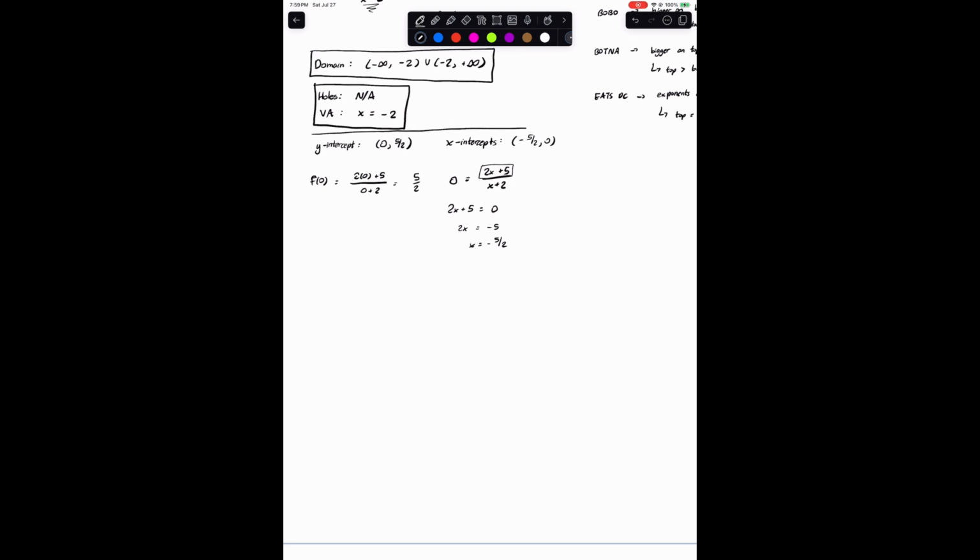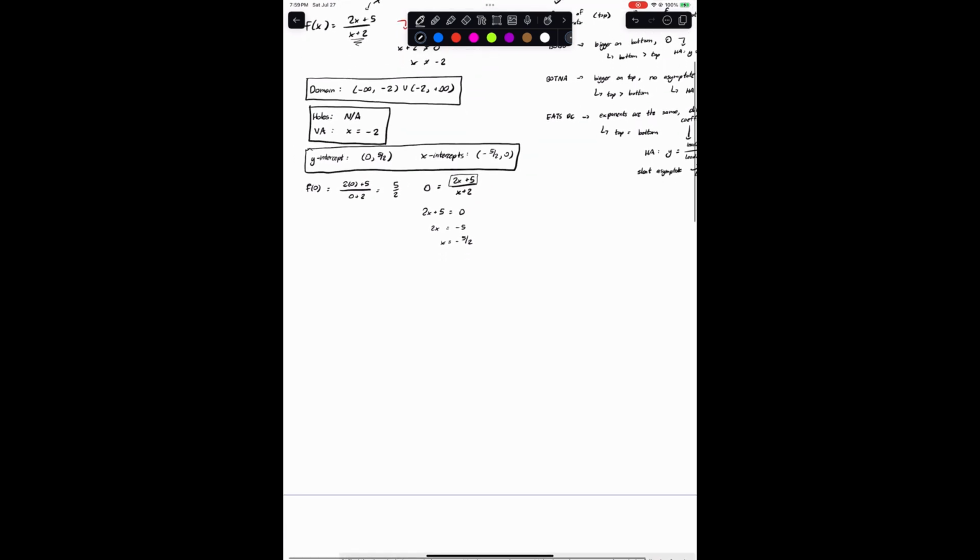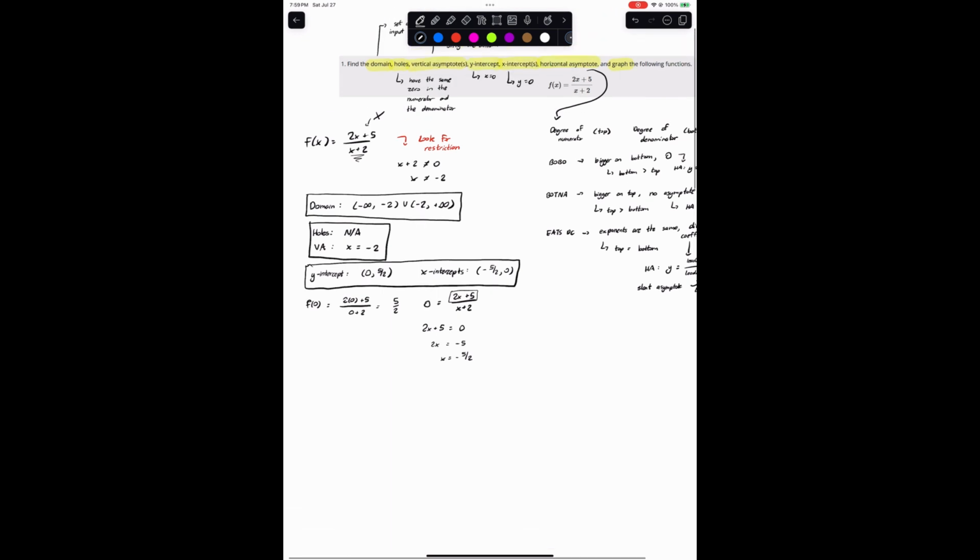Here, you only have one y-intercept because that's how functions work, right? For x equals 0, you should only have one y value, so there's only one y-intercept. You'll never have more than one y-intercept. X-intercepts, though, you can have multiple, so just keep that in mind. Or you can also have none.